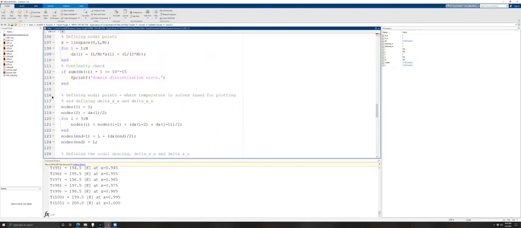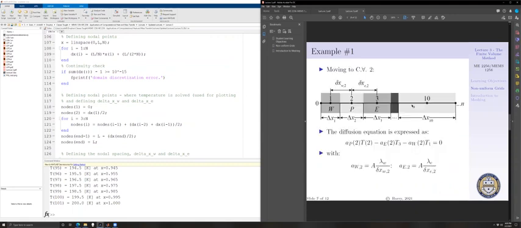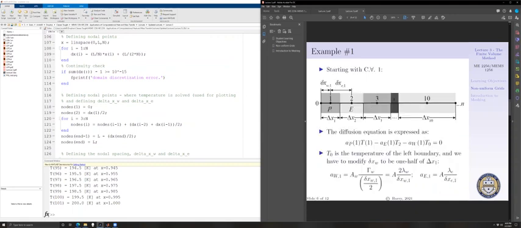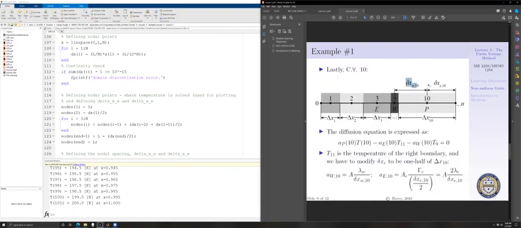Now that we have dx, i.e. delta x1, delta x2, delta x3, I want to know my nodal locations. And the reason why I want to know my nodal locations is as follows. We're going to have to calculate delta x west 1 and delta x east 1. We're going to have to calculate delta x west 2 and delta x east 2. We're going to have to calculate delta x west 10, delta x east 10.